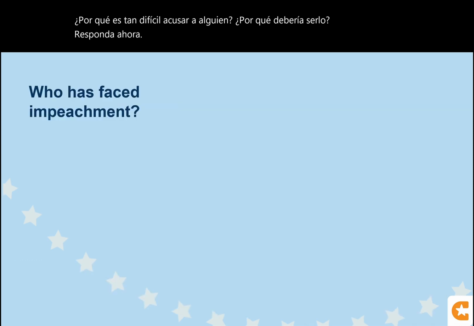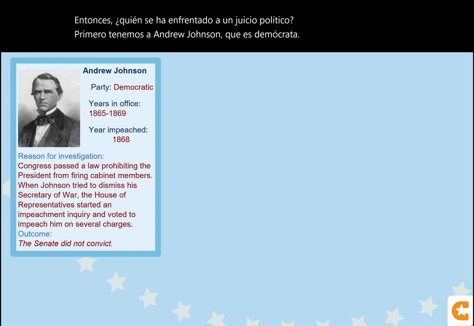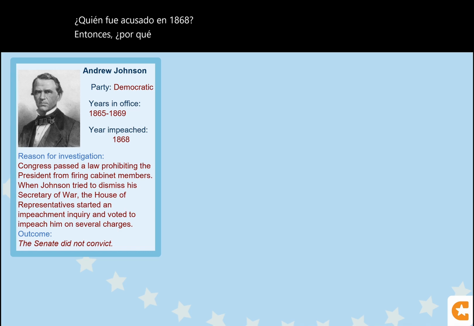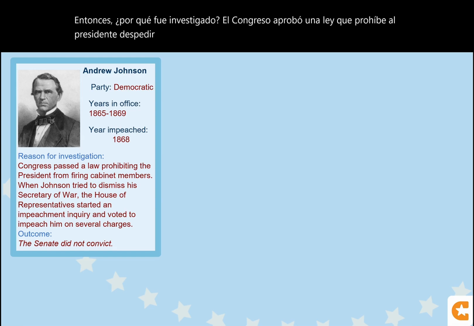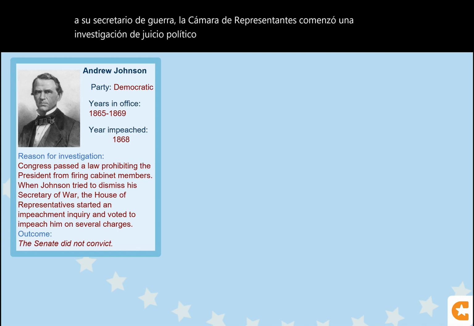So, who has faced impeachment? Well, first we have Andrew Johnson, a Democrat, who was impeached in 1868. So, why was he investigated? Congress passed a law prohibiting the president from firing cabinet members. When Johnson tried to dismiss his Secretary of War, the House of Representatives started an impeachment inquiry and voted to impeach him on several charges. He did get impeached, but he did not get convicted.